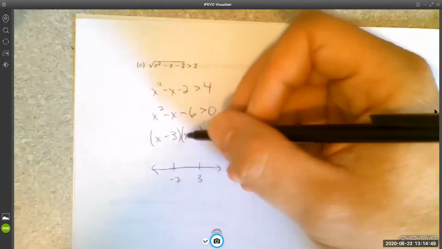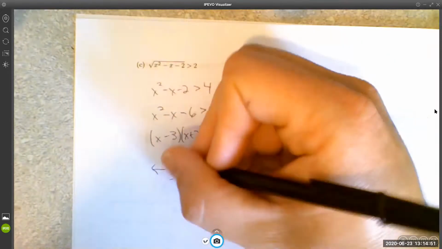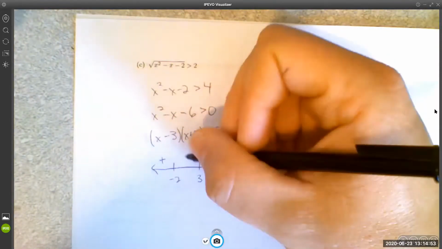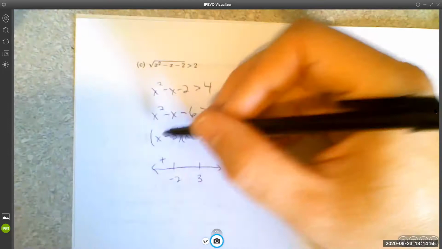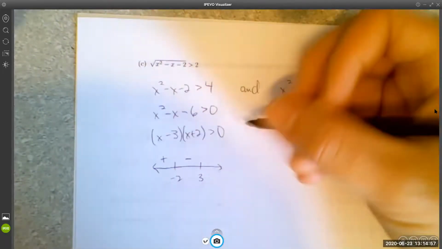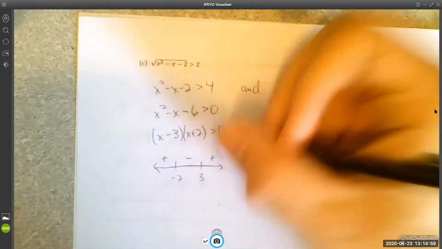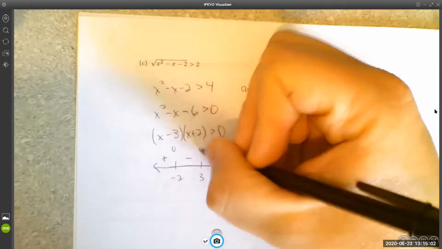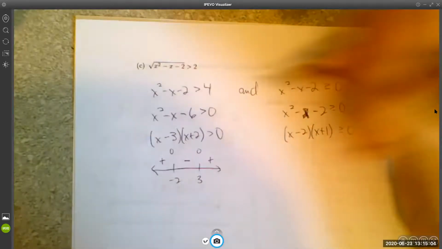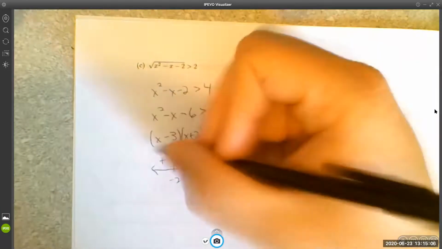Something less than negative 2 would give me a negative times a negative. Something between negative 2 and 3 would give me a negative times a positive. And something bigger than 3 would give me a positive times a positive. Open circles, right? Since the inequality is strict. And I'm looking for where it's positive. So that's there and there.